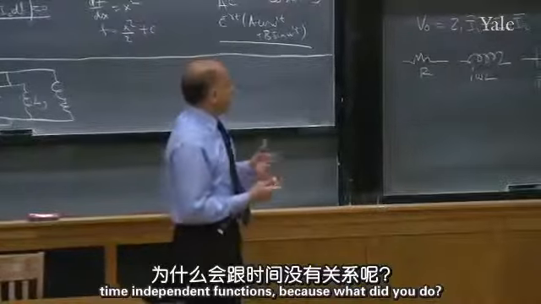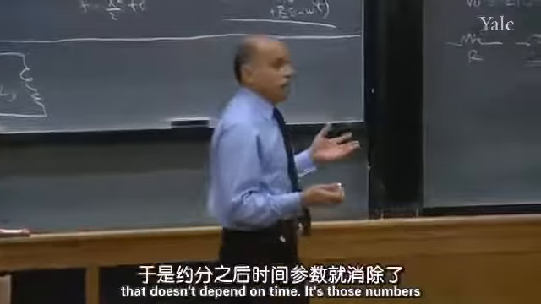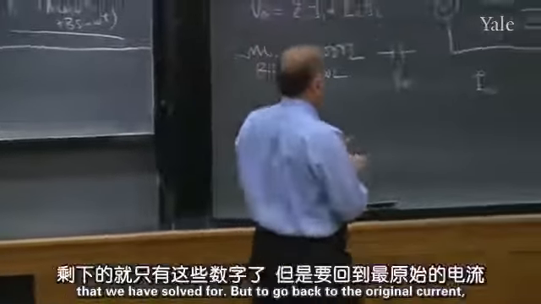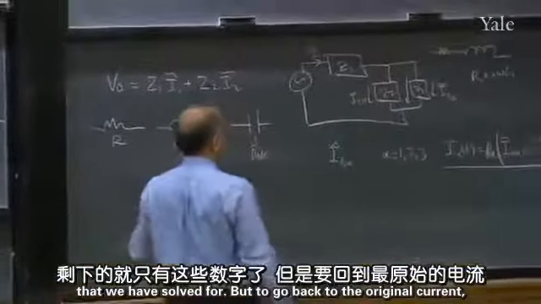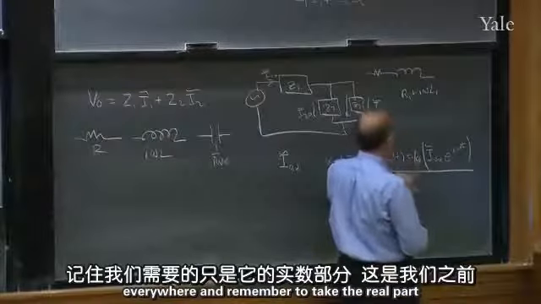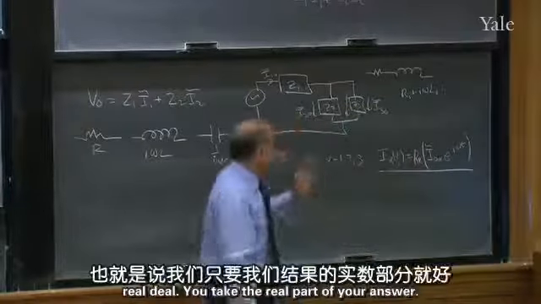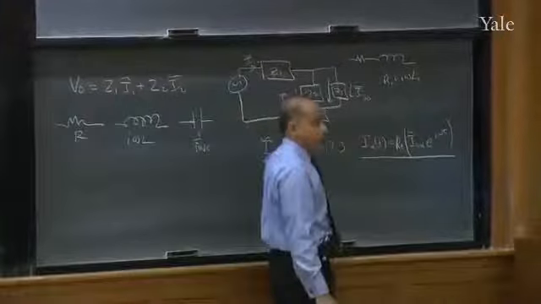Because what did you do? You stripped their time dependence. You wrote every current as e to the i omega t times a number that doesn't depend on time. Those are the numbers we have solved for. But to go back to the original current, first you've got to reinstate the exponential you canceled everywhere. And remember to take the real part, because that was the deal. It's called the real deal. Take the real part of your answer.